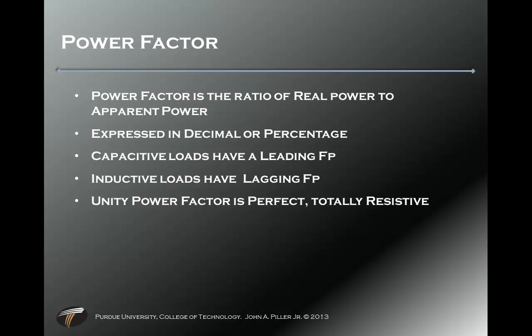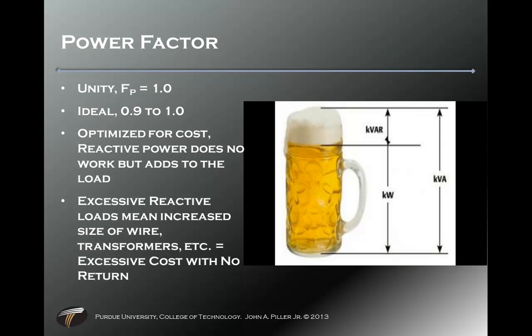Power factor is the ratio of real power to apparent power. So that's P divided by S. That's also the definition of cosine theta. We express it as a decimal or a percentage. Capacitive loads have leading power factors. Inductive loads have lagging power factors. A unity power factor is perfect, and that's a totally resistive load. Unity is a power factor of 1. Ideally, we're going to end up somewhere between 0.9 and 1, and we optimize for cost.